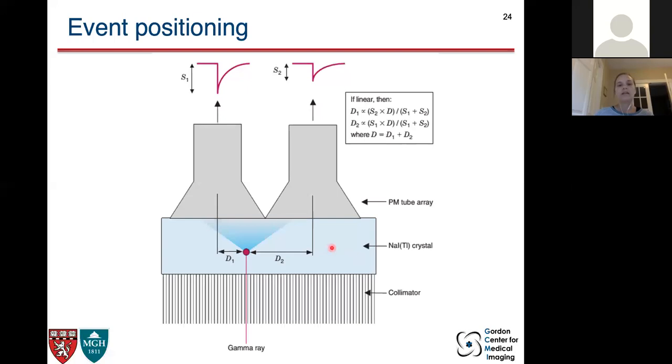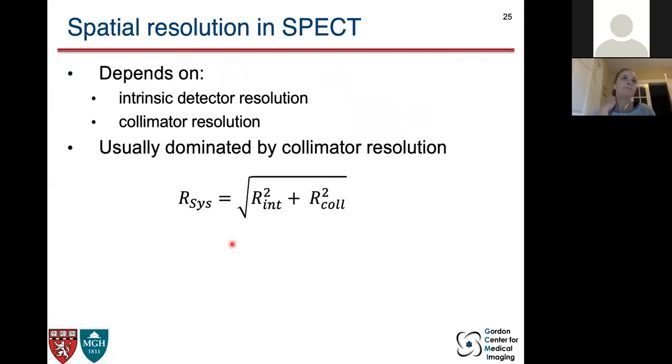And then for an event that you don't know where it occurred, you have to compare the signal pattern that you get to all of those known signal patterns, and then you can, in that way, estimate where the event took place. So it's more computationally heavy, and also it requires calibration.